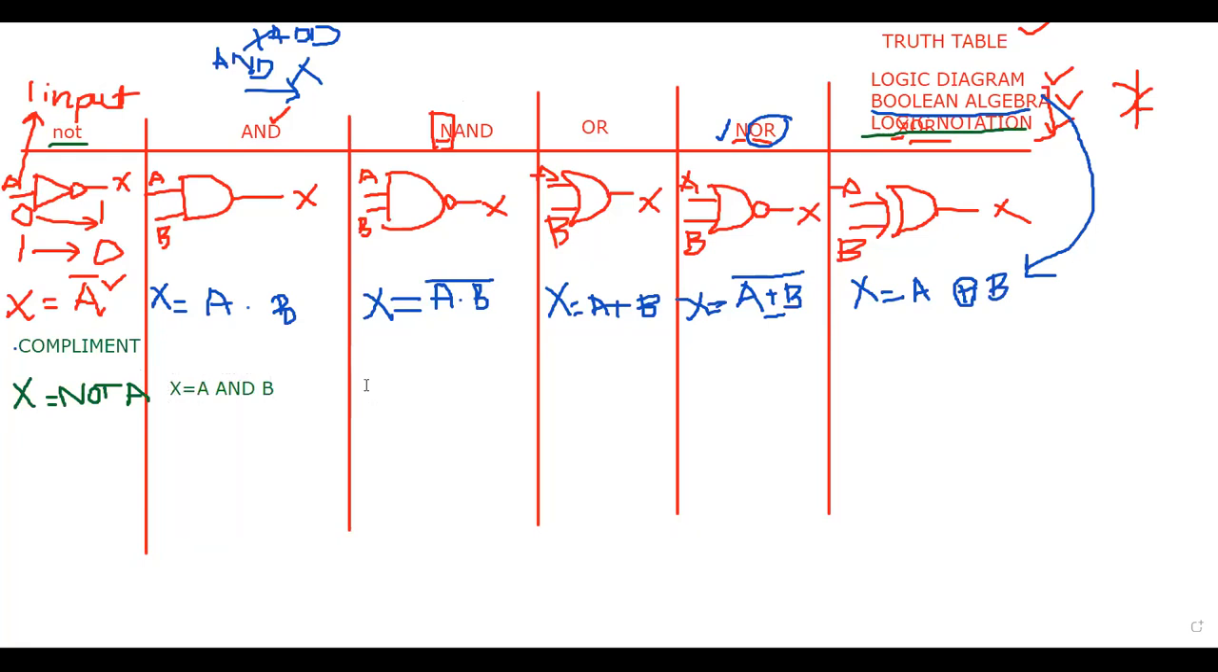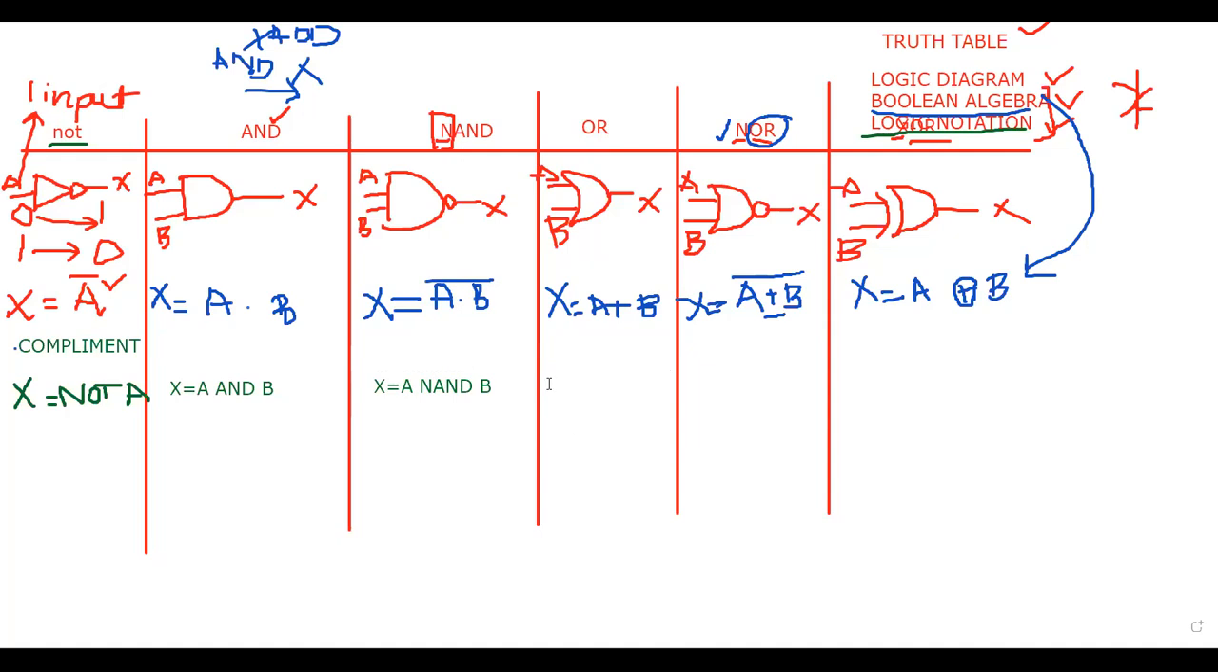Abdullah, tell me NAND. X is equal to not A and B. No, we do not use complement here, we just have to focus on the name of the gate. A NAND B, because NAND is the name of the gate. Understood?